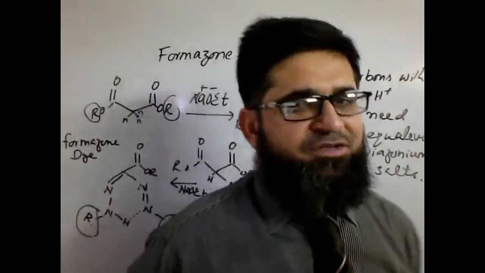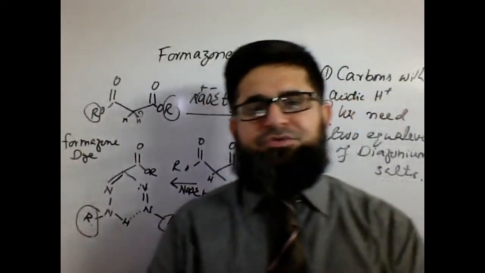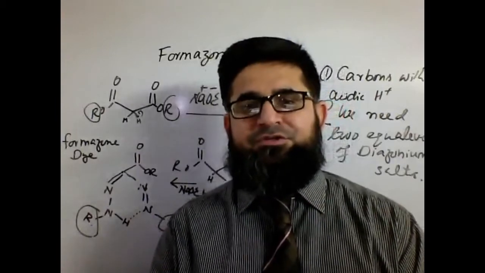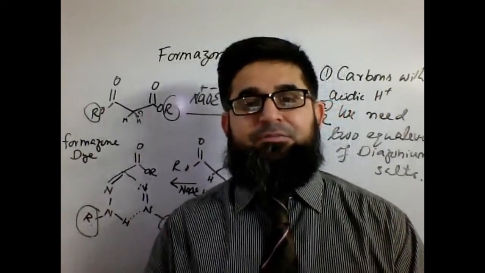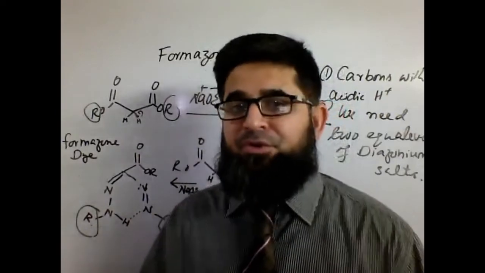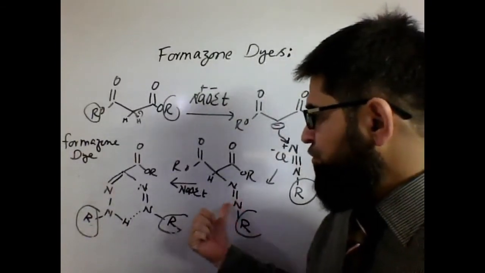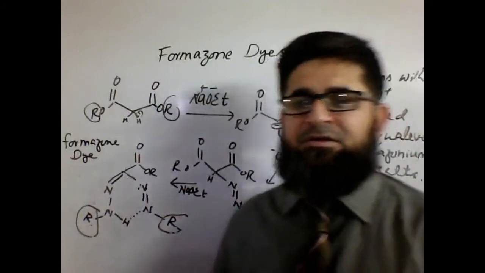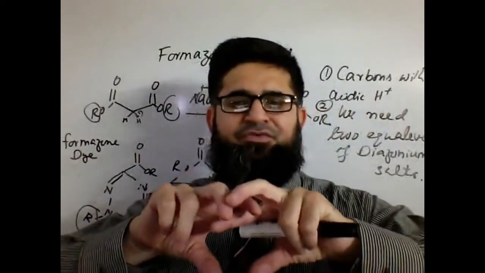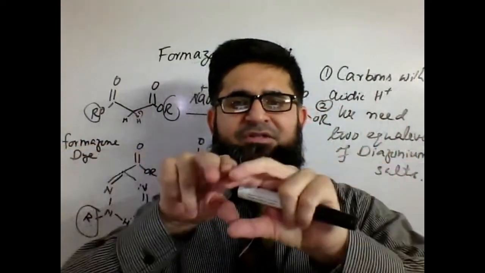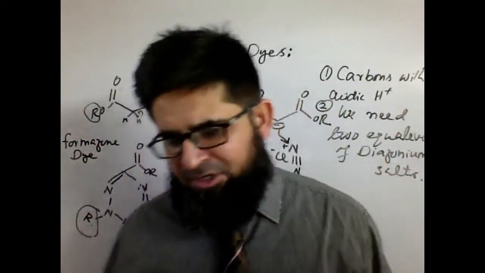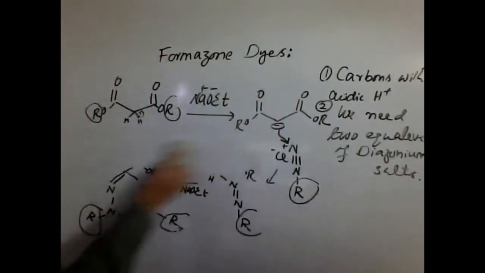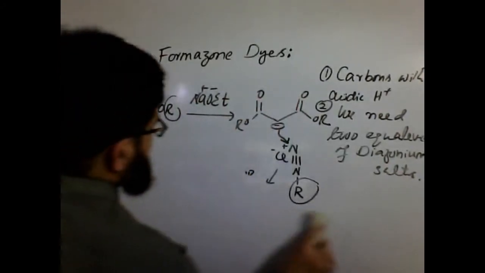Formazan dyes are very much used in the textile industry. They are of bright colors, because two azo parts are involved here. So a larger area of resonance of electrons is available. So different colors, different shades could be produced. Let me give you a practical example.